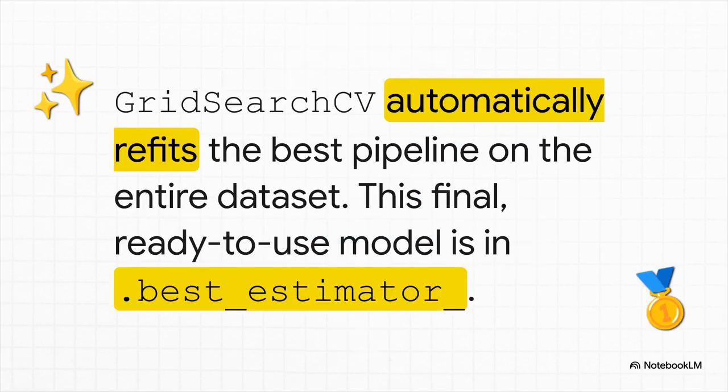You don't have to. Scikit-learn is one step ahead of you. By default, after GridSearchCV figures out the best set of parameters, it automatically does that final step for you. It retrains the best version of your pipeline on the entire training set. So when you access that .best_estimator_ attribute, you're not just getting the winning parameters, you're getting the final, fully trained, ready-to-deploy model.